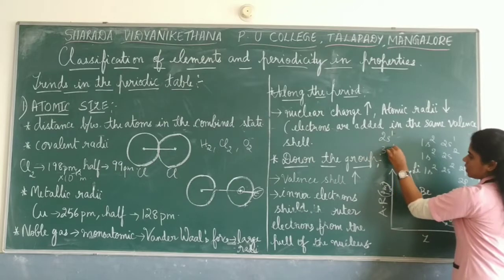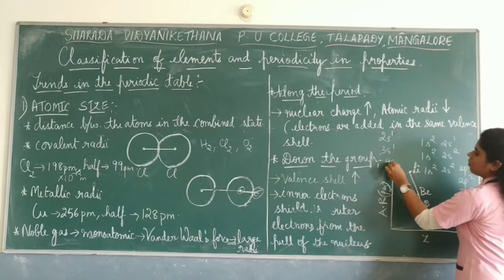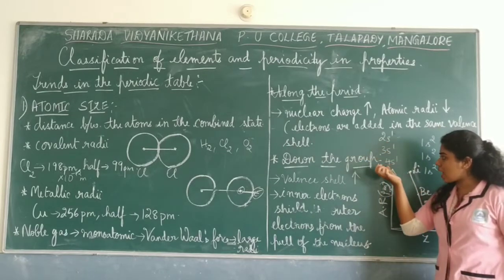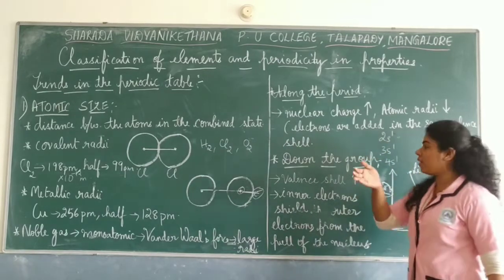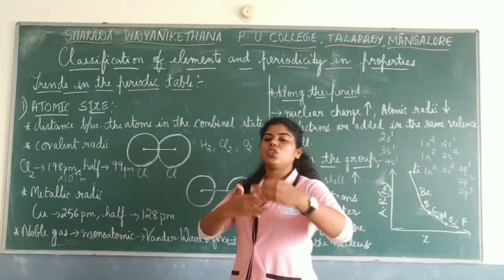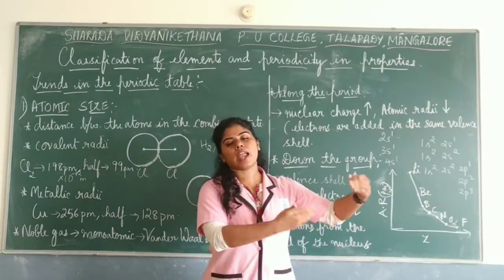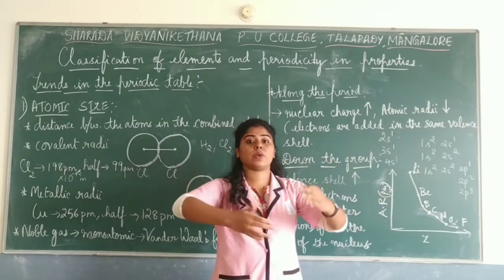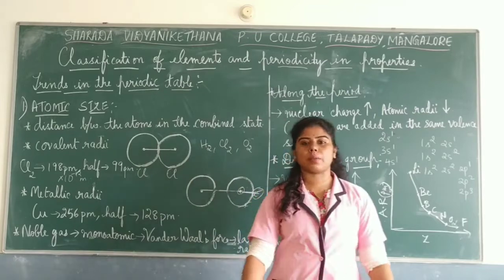Then you have 3s1 for sodium. Then you have 4s1 for potassium. So, in this way, different shells are being added up, or different valence shells are being formed there. A new valence shell keeps on increasing there. Correct? 2s1, 3s1, 4s1, which means new valence shells are being added.